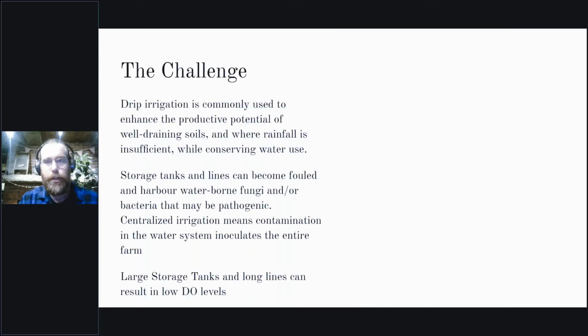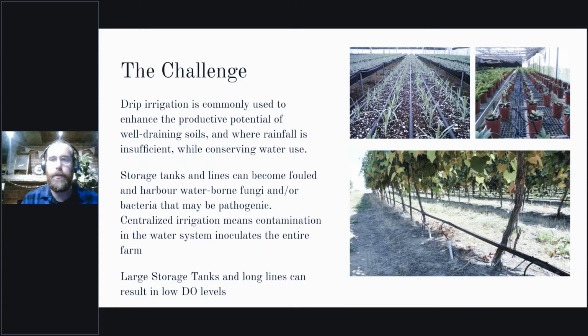Some of the challenges of these systems is, while drip irrigation is commonly used to enhance the productive potential of well-draining soils or where rainfall is insufficient while conserving water use, these systems can become fouled over time, harbor waterborne fungi or bacteria that may be pathogenic to your crop species. The risk here is that centralized irrigation systems mean that contamination in the water system inoculates the entire farm and causes large-scale issues for our operators.